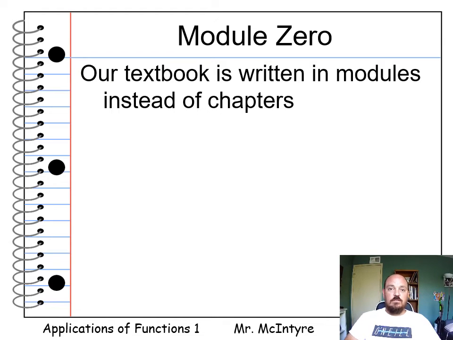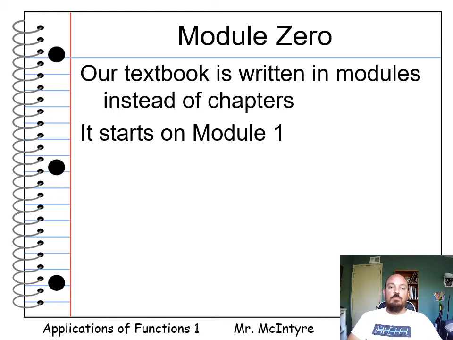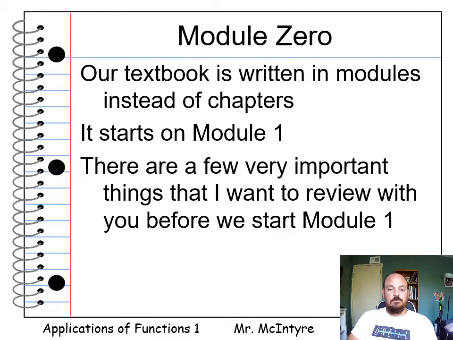So our textbook is written in modules instead of chapters. There are 5 total modules that you will cover over the next 2 years for Applications of Functions 1 and 2. Our book starts with Module 1, but I'm going to start with Module 0. What I mean by that is there are some important topics I want to go over with you called prerequisite topics, things you have learned in the past, but they're important enough that I wanted to review them with you again before we start.